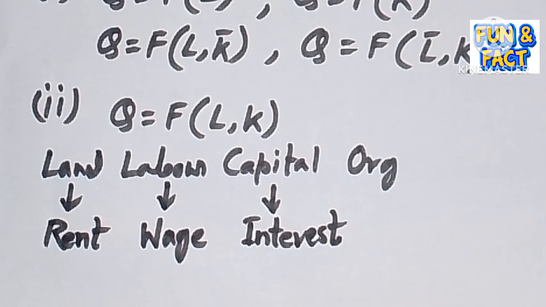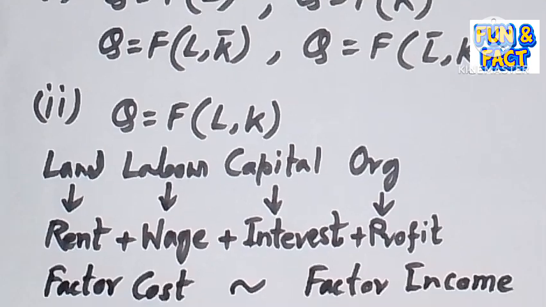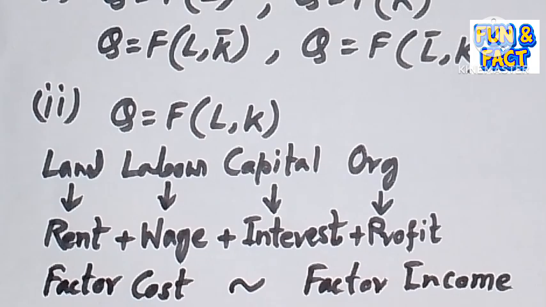If I am borrowing a loan or capital from the bank or from any money lender, then I have to pay interest to the loan provider or capital provider. And obviously the organizer will get the profit. If I am summing them together, that is rent, wage, interest and profit, then I have the factor cost or factor payment. The summation of these is sometimes called factor cost from the side of the producer, and it is again called factor income from the side of the owner of the factors.